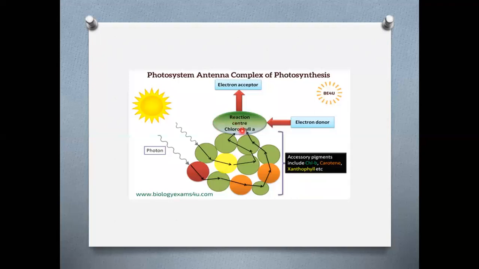This reaction center contains chlorophyll A as the main molecule, and all those molecules which are helping in transferring light from the sun to the reaction center are called accessory pigments. They include chlorophyll B, carotene or carotenoids, or chlorophylls. I hope this is clear now.